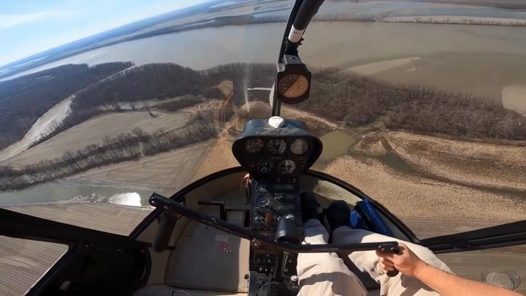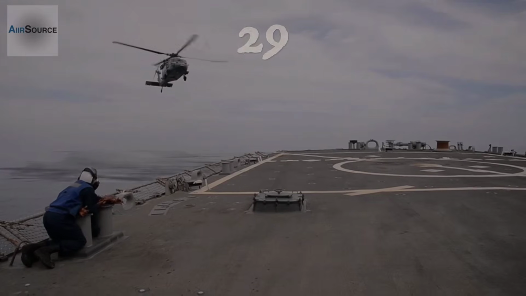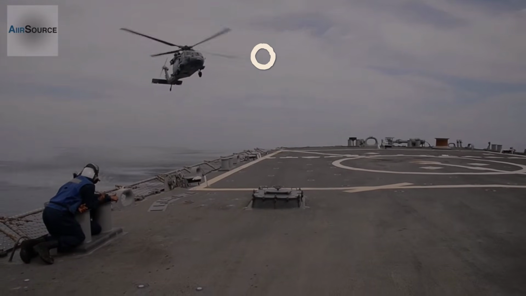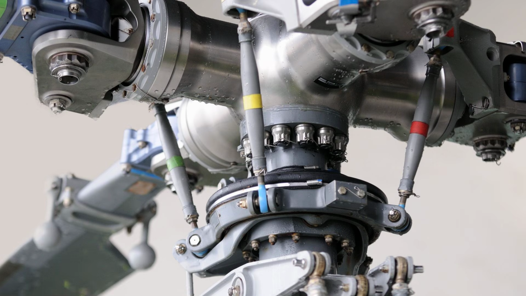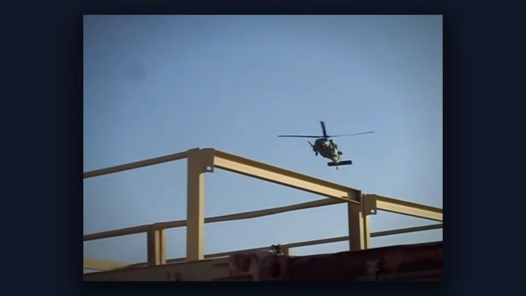Every pilot learns to respect this regime because once the vortex ring state takes hold, the margin for error shrinks to a handful of seconds and a few dozen feet. The lesson is clear. In vertical flight, more power can mean less lift, and the only true safety is knowing how to fly out of your own wake.